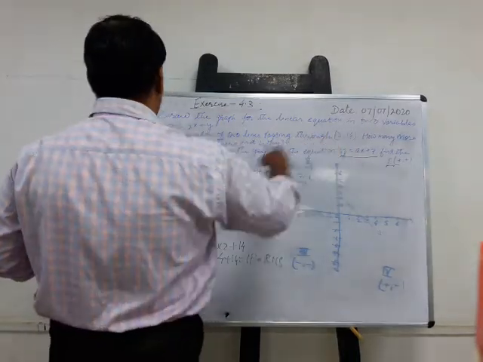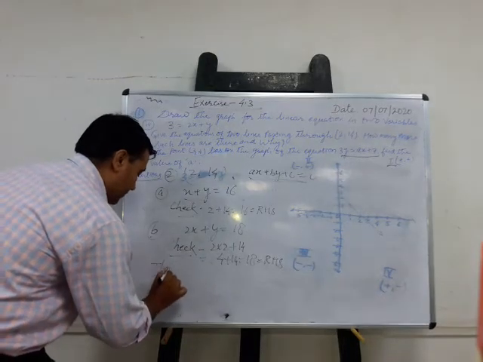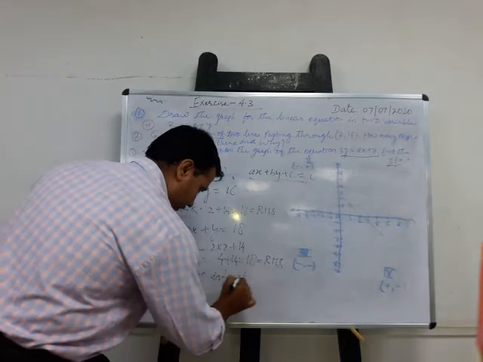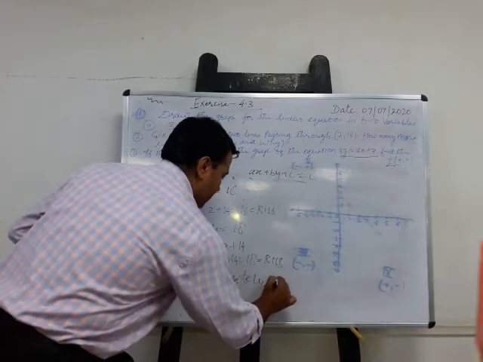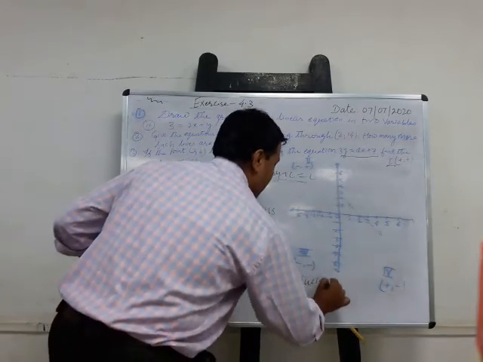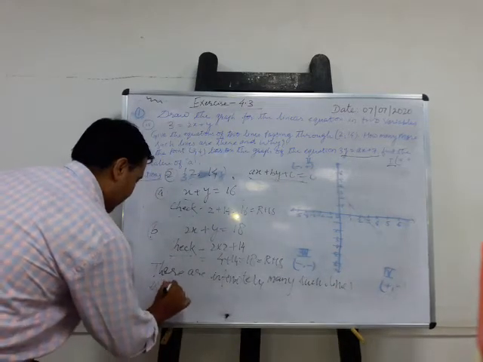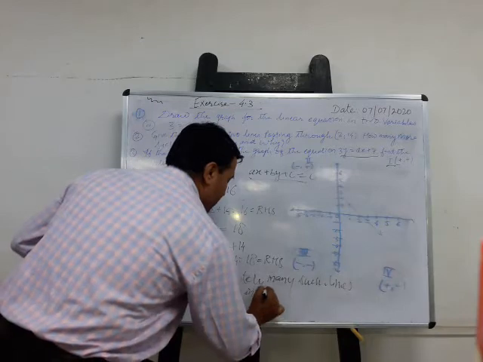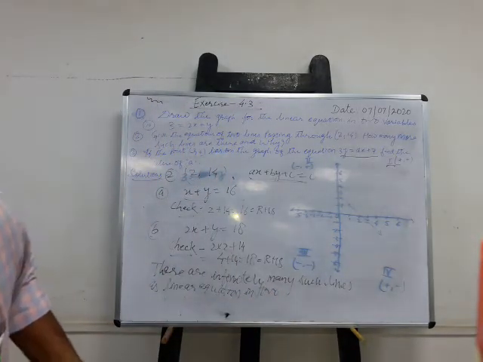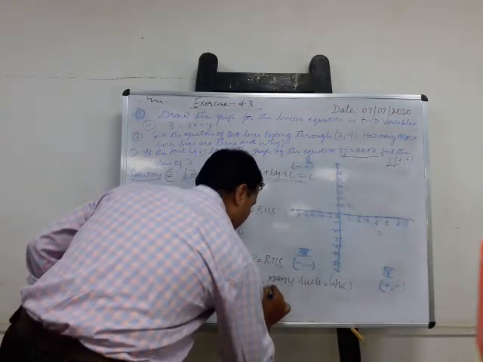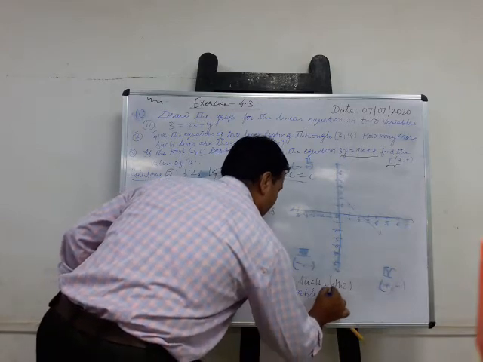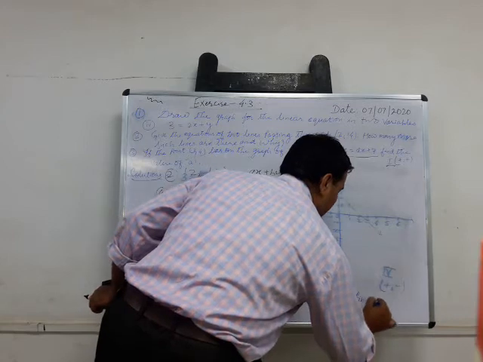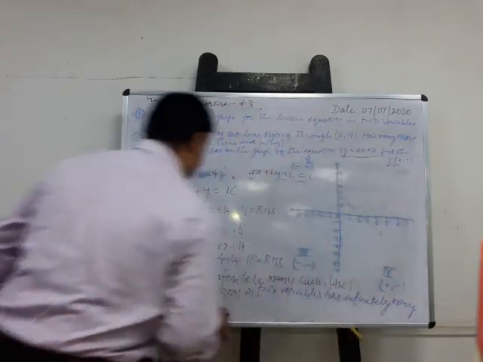What is the next part of the question? How many more such lines are there? You write down: there are infinitely many such lines, as a linear equation in two variables has infinitely many solutions.